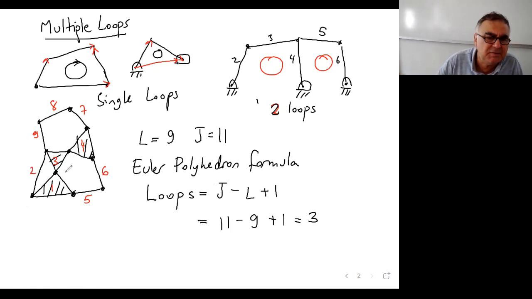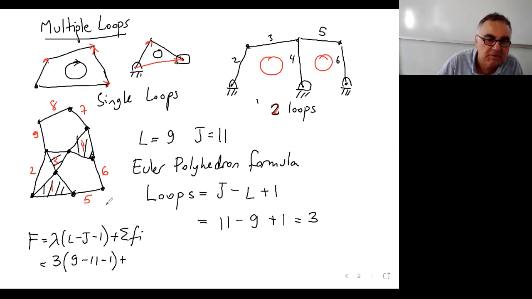And for such a mechanism, we can find the degree of freedom. As you might remember, it was lambda equals L minus J minus 1 plus sigma f_i. Let's say it is 2-dimensional. L is number of links, 9, minus 11 minus 1 plus. And these are all simple joints, so it is 11. So the degree of freedom is 2 here, but the number of loops is 3.